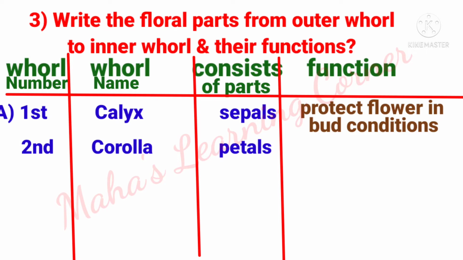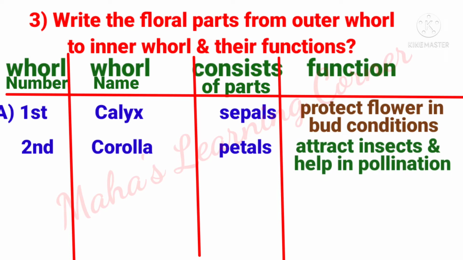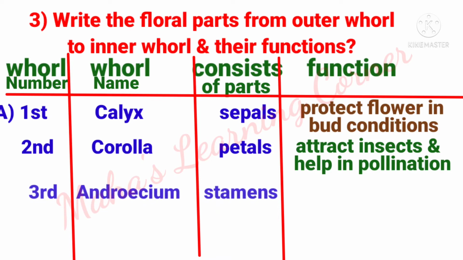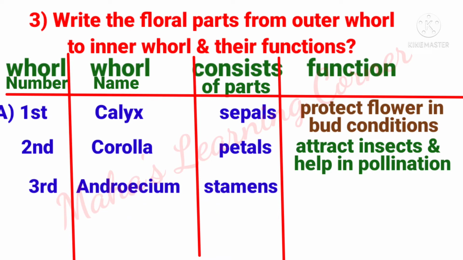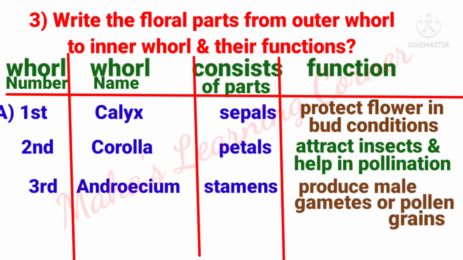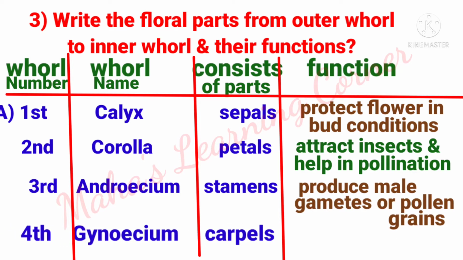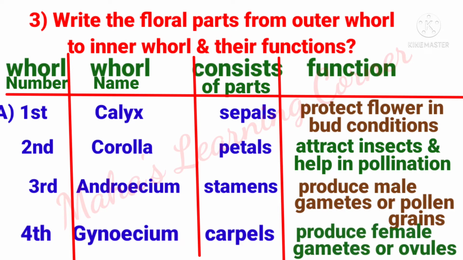Second whorl, corolla, consists of petals. Petals attract insects and help in pollination. Third whorl, androecium, consists of stamens. Stamens produce male gametes or pollen grains. Fourth whorl, gynoecium or pistil. It consists of carpels. Carpel produces female gametes or ovules.